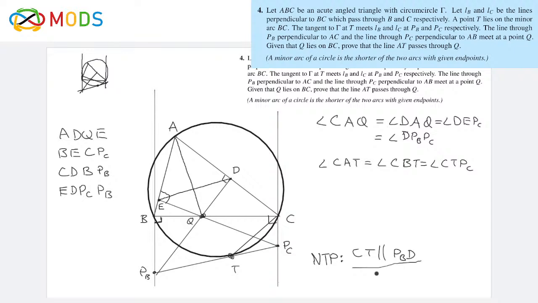Have we even used the fact that ABTC is a cyclic quad? Yeah, when you use alternate segment. Wait, did we? I don't know. Not really. I mean, we didn't even list it as one of the cyclic quads. No. But we used it here, actually. Yeah.